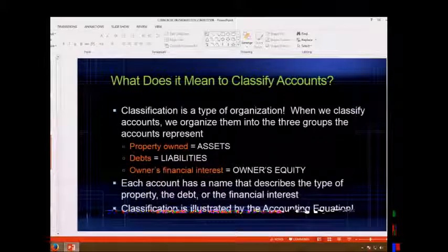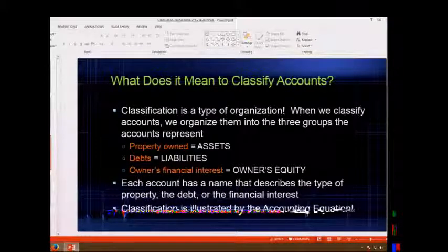There's also a couple of other groups that we've looked at. We looked at revenue and we looked at expenses, right? Those fall under owner's equity, so they don't break them out all the time. But those are also types of accounts, right?